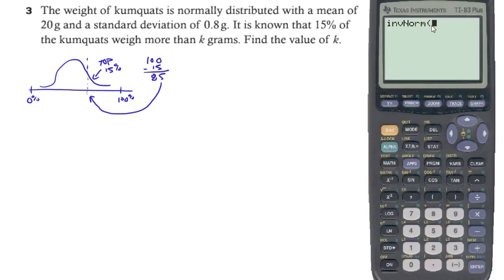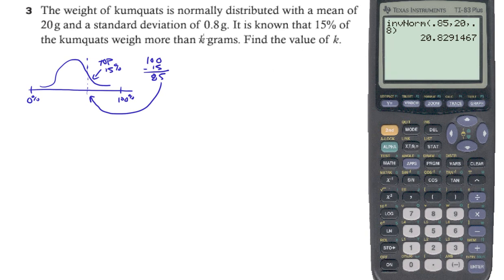Okay, so what we want to do on here, instead of putting 15%, we want to know 85% and above. So we're going to put 0.85, and then we've got our mean of 20, so 0.85 comma 20, and then comma the standard deviation, which is 0.8. Close our parentheses, and we get 20.8.